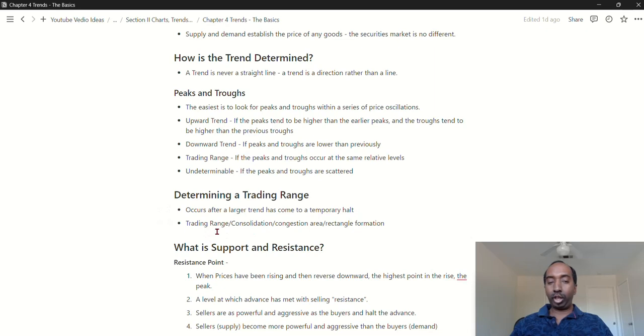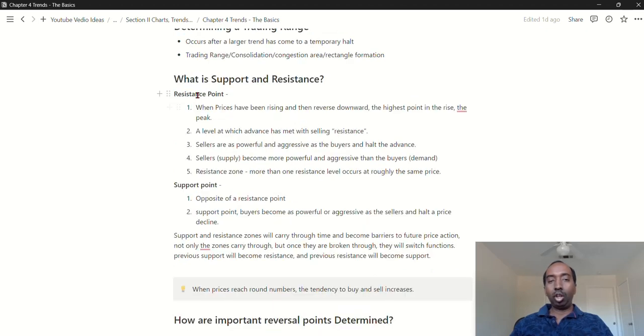We can call it a trading range, consolidation, congestion area, angle formation, whatever it is. Everything denotes a trading range. What is support and resistance?